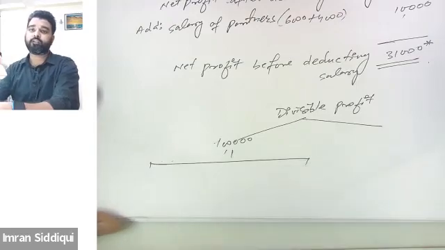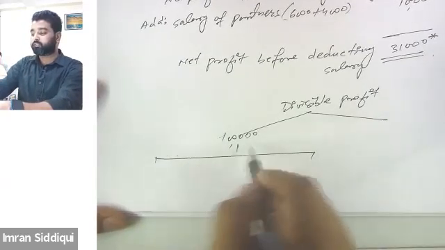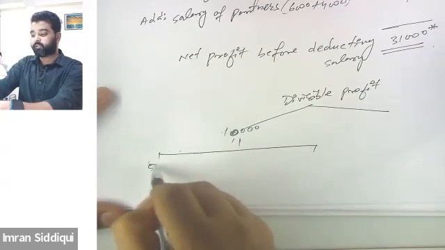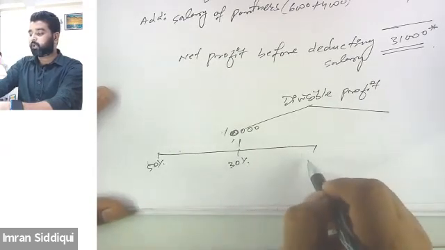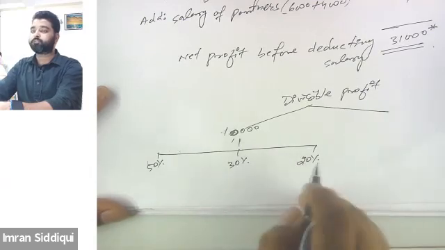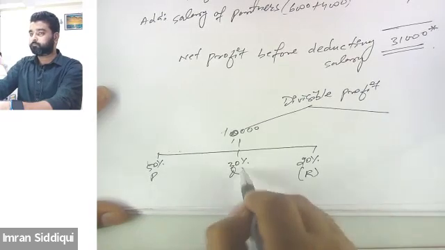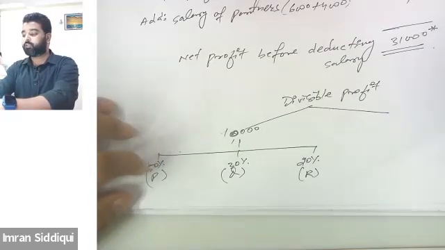See, the question is saying that the first 10,000 of the divisible profit will be given to P, Q, and R. P will take 50% of this 10,000, Q will take 30% of the 10,000, and R will take 20% of this 10,000. So 10,000 will be distributed among P, Q, and R.